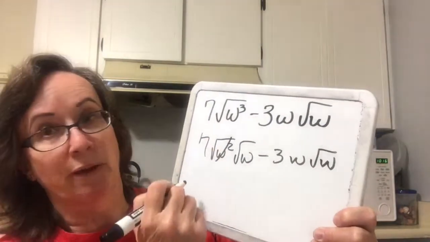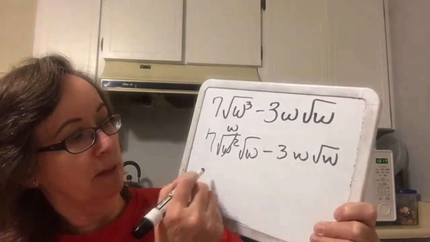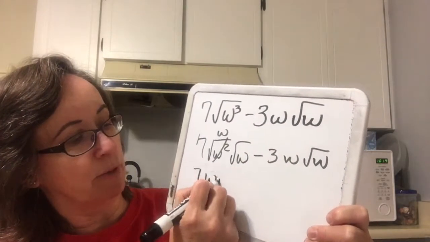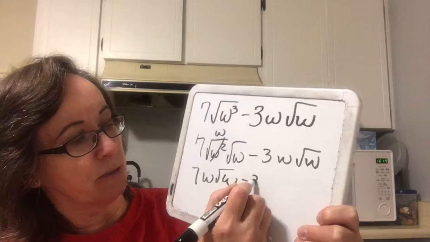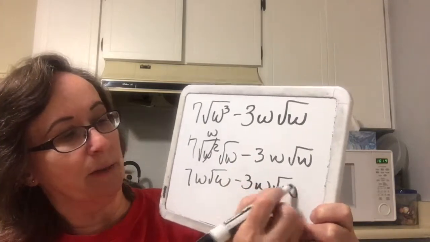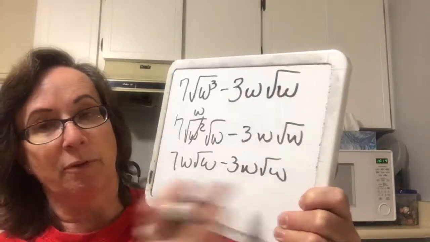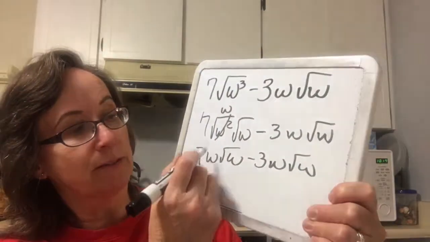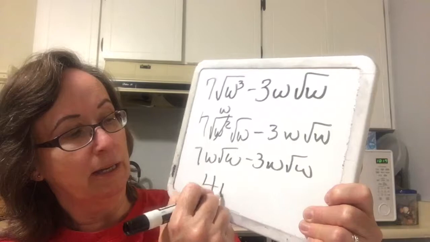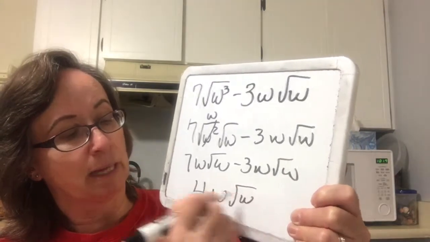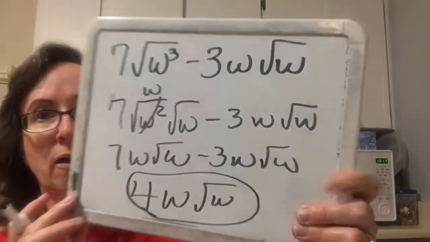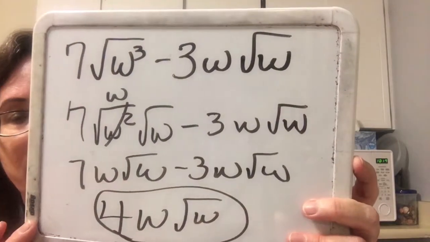Now this square root of w squared is just w, so we get 7w square root of w minus 3w square root of w, and they are like terms. They both have a w, they both have a square root of w, and so 7 minus 3 is 4w square root of w, and that would be our final answer there.